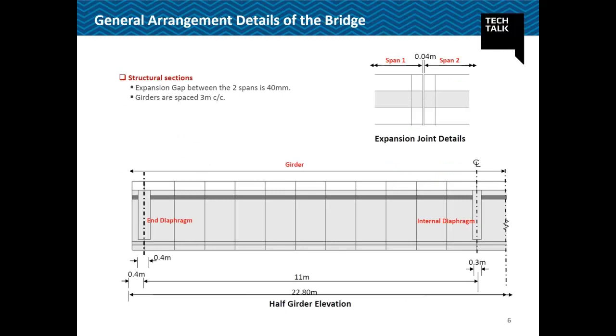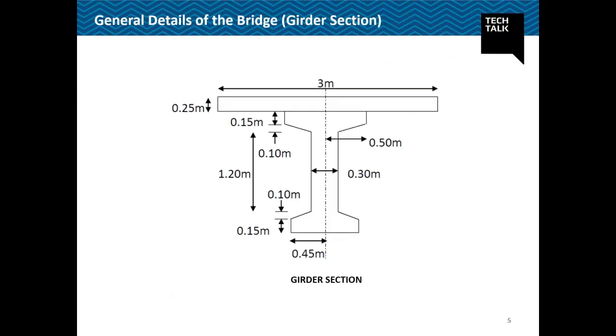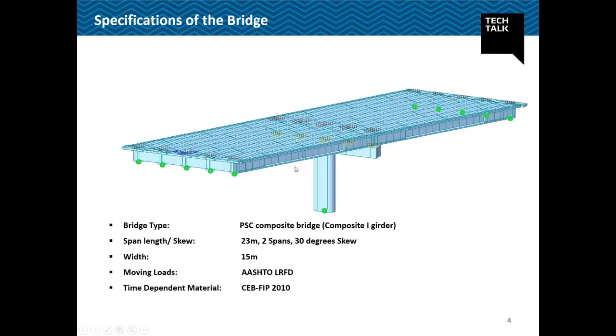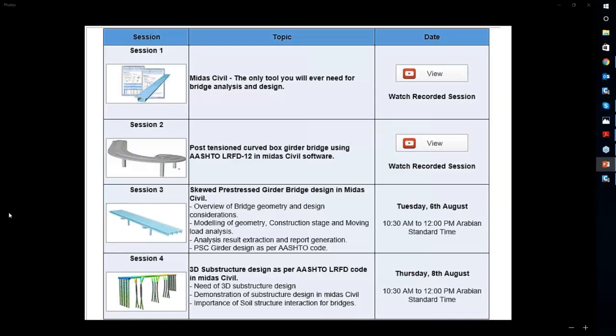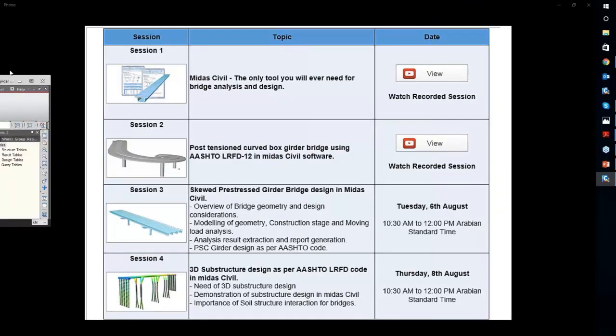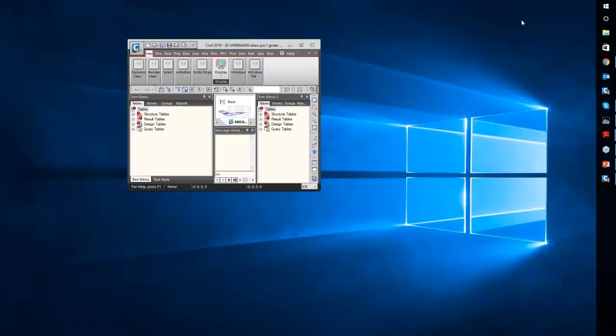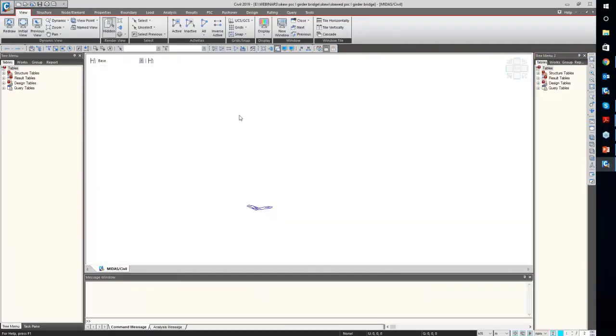Okay, so now I will take you to the software, and we will see how we can model this type of bridge in MIDAS Civil. So this is my main MIDAS Civil window. I hope you have attended the first and second sessions earlier, so you may know all the different sections of the software: what this tree menu does, what this tree menu 2 does, what this message window and this main menu do.